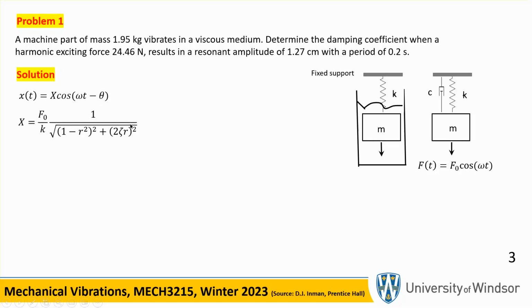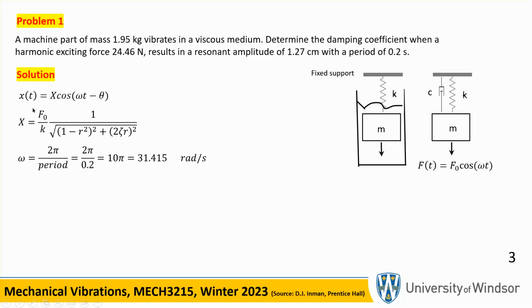For a problem like that, in an earlier lecture we came up with the amplitude of this oscillation equal to F naught over k times this. Now omega, the frequency of oscillation of this mass, is 2 pi over the period. So 2 pi divided by 0.2, which is 10 pi. And if you put in the pi, you get 31.415 radians per second.